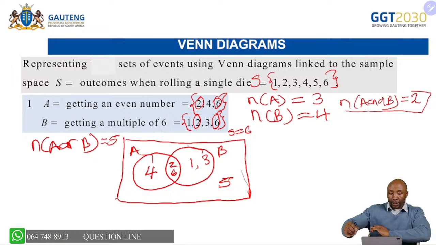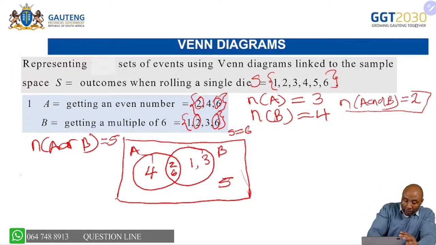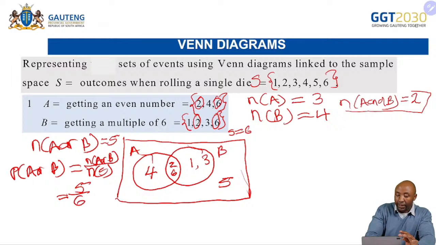Now, if we start dealing with probabilities, we know how to calculate probability. So we say the number in our sample space is 6. So if I want to calculate the probability of A or B, it will be given by the number in A or B over the number in our sample space. So this will give us an answer of 5 out of 6.